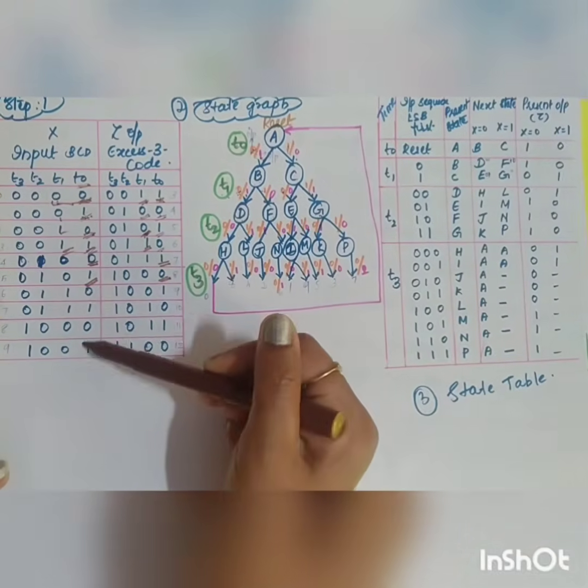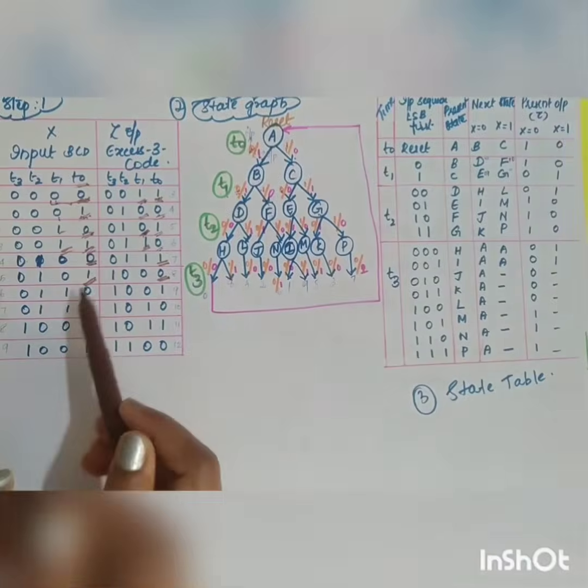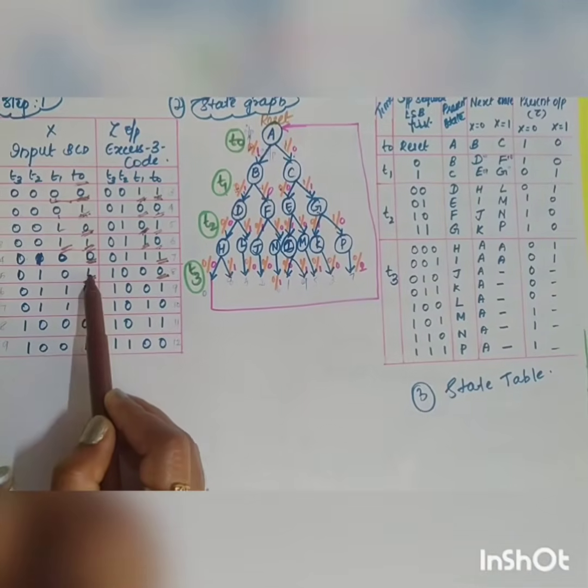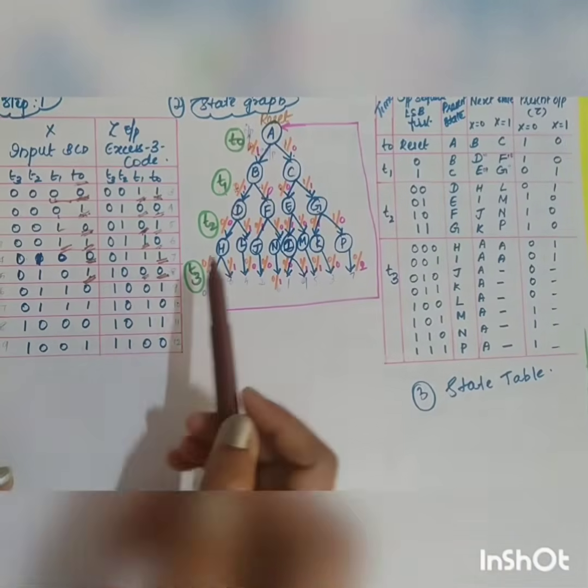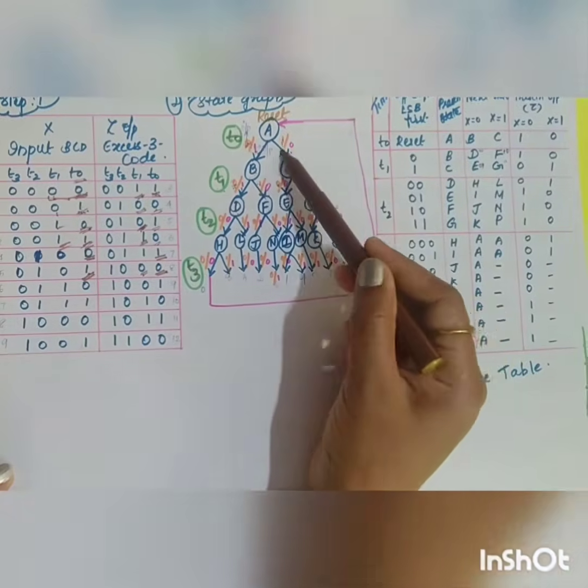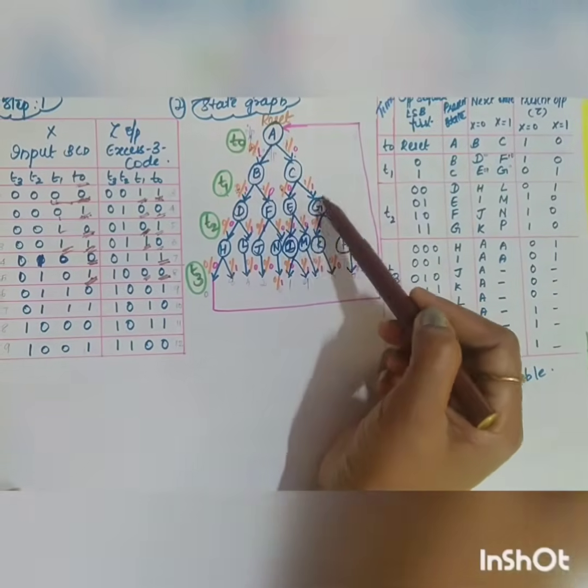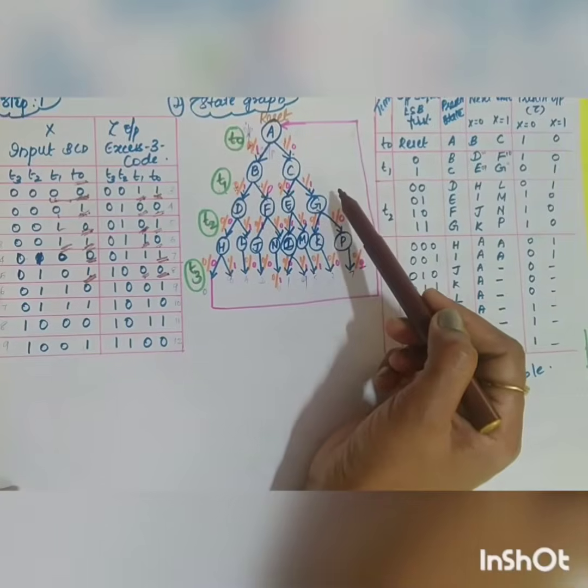Same thing applies for the other conditions also. For example, if it is 0, 1, your output is equal to 0. So it will be matching: 0, 1, your output is equal to 0. So this is how you are writing the input and the output.